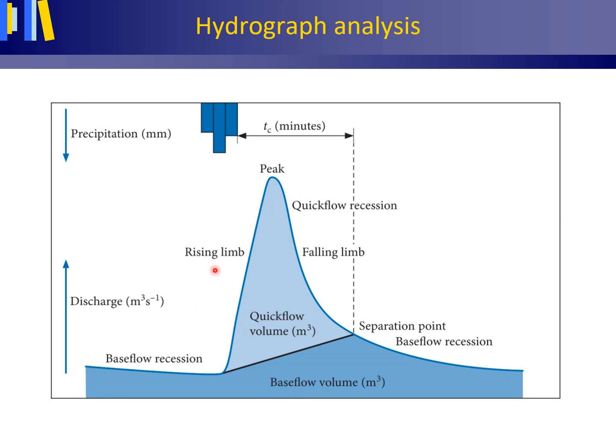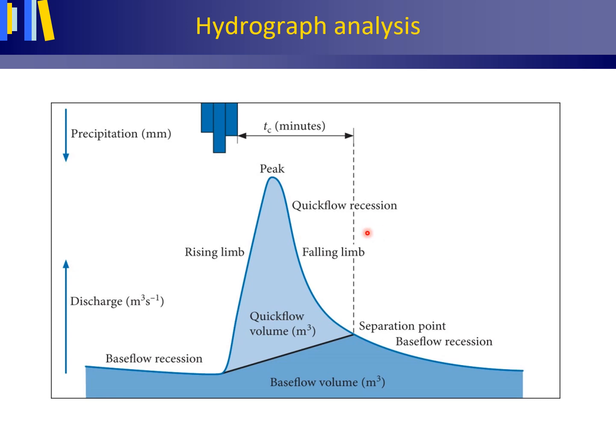The rising limb is part of the hydrograph with increasing discharge before the hydrograph has reached its peak, the peak being the maximum discharge during a precipitation event. The falling limb is part of the hydrograph with decreasing discharge after the hydrograph has reached its peak. The term recession curve is synonymous to the falling limb.